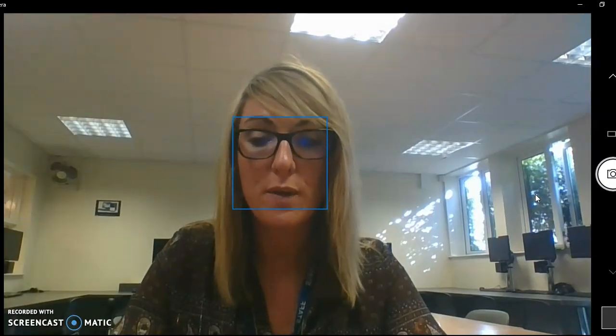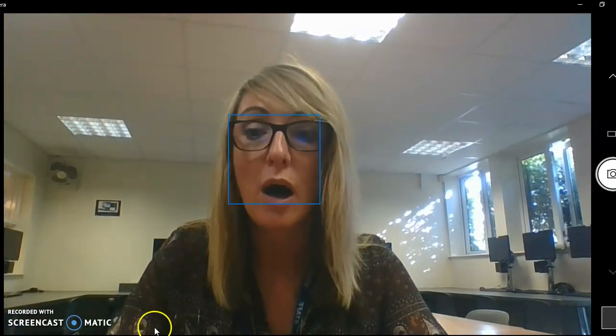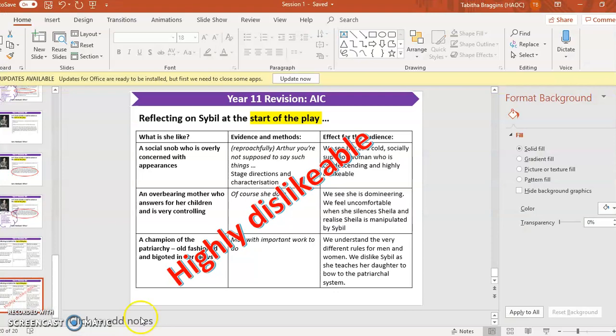We've made a really good start in our lessons for Macbeth. Over the next few weeks at home, you need to take responsibility for revising and refreshing your knowledge of An Inspector Calls. And we're going to start that together today.